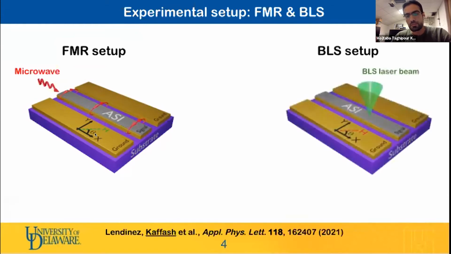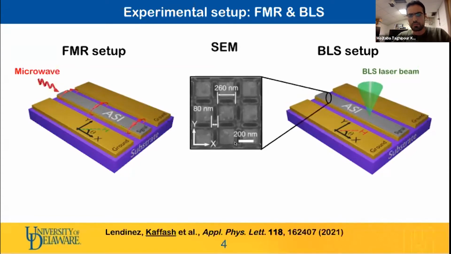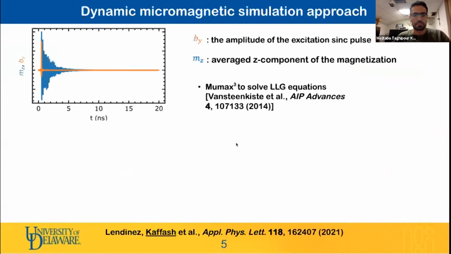However, in the microfocus BLS setup, for thermally excited spin waves, a laser beam is shined through the sample. And using the reflected light back into the interferometer, we can measure the resonance frequency of the lattice. Here, a scanning electron micrograph of the studied square artificial spin ice, which is made of permalloy, with the dimensions of the nanomagnet, is shown.